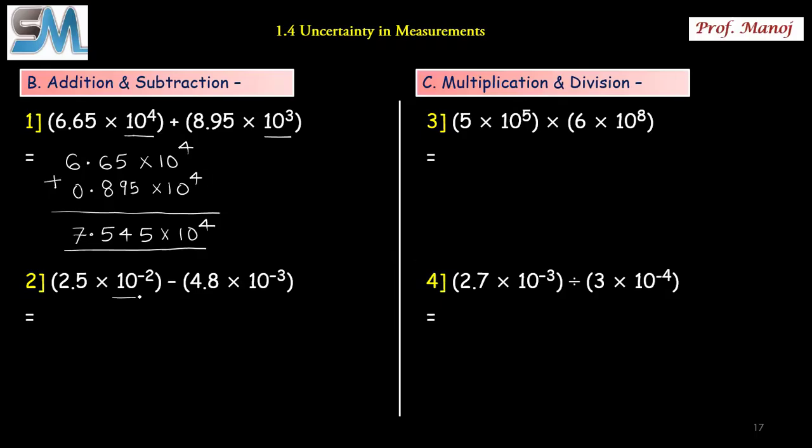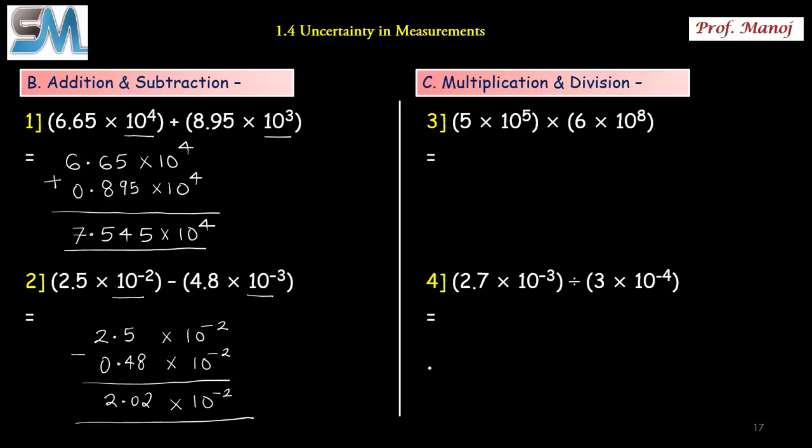This is 10 raised to minus 2 and 10 raised to minus 3. So suppose I keep this as 2.5 and 10 raised to minus 2. If I want to make this as power of 10 raised to minus 2, then this will become 0.48 into 10 raised to minus 2. Now we can subtract them safely. Power of 10 remains as it is. And answer will be, I think, 2.02 into 10 raised to minus 2.